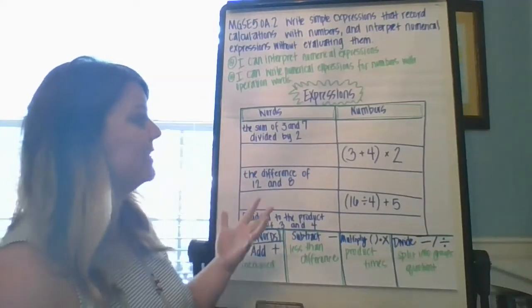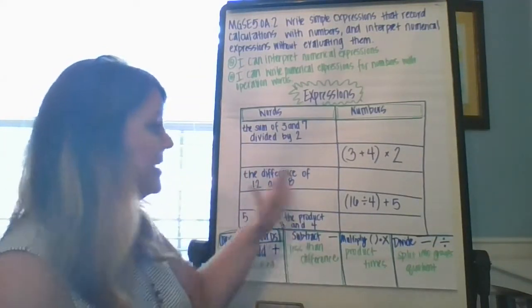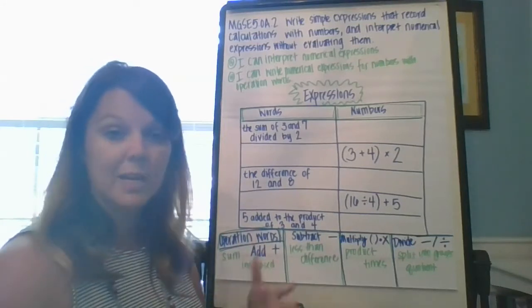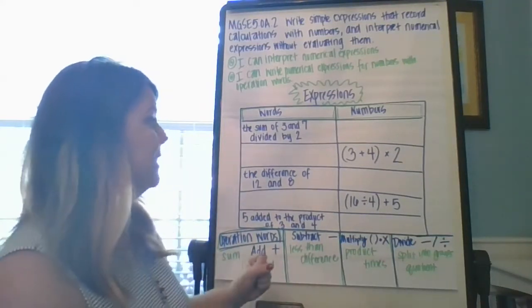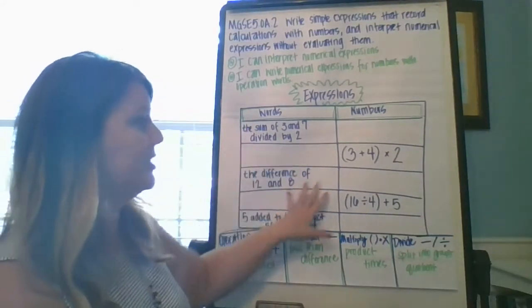So now the basis of this standard is basically just to translate these. So we're going to practice going back and forth between these two numbers, or between these two columns.